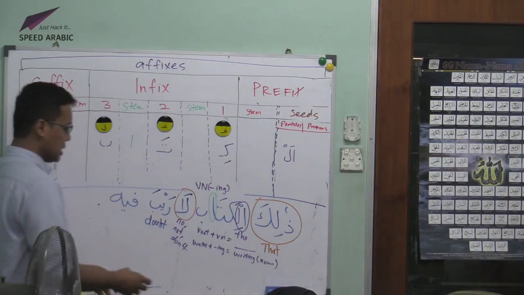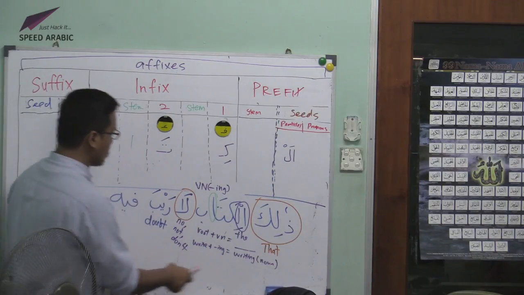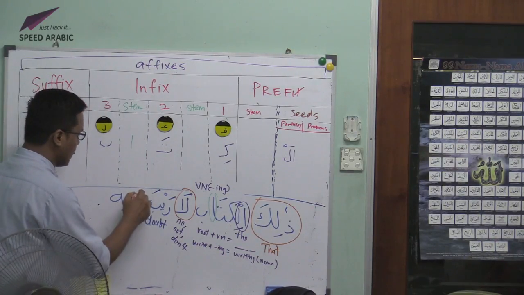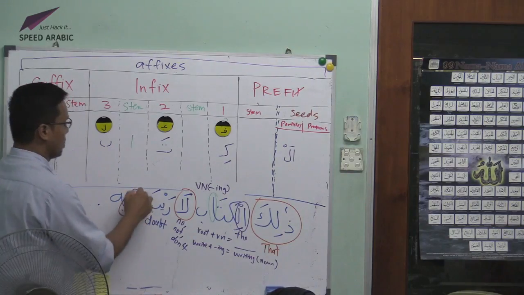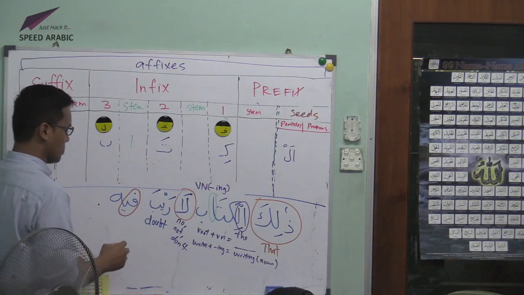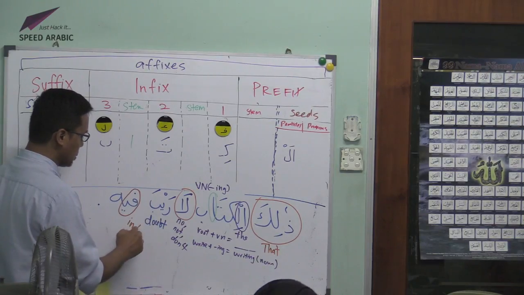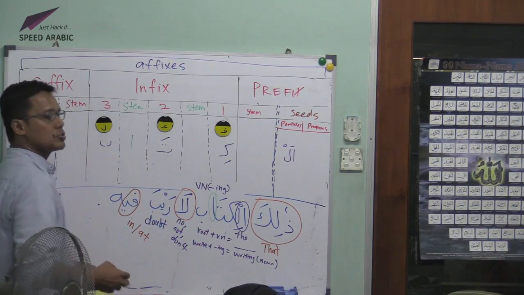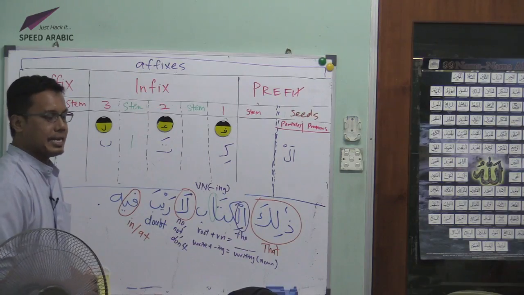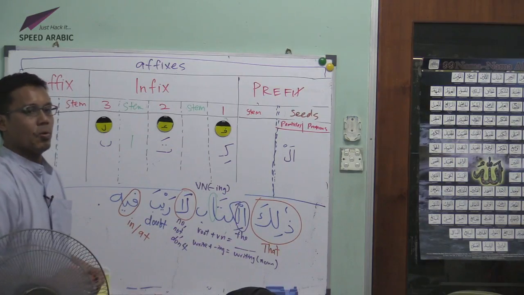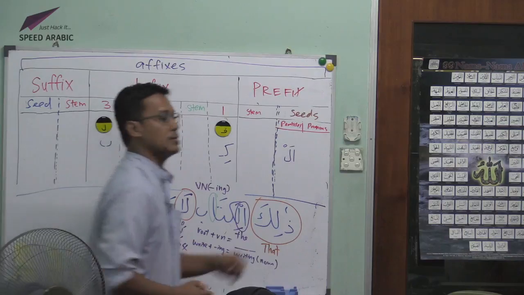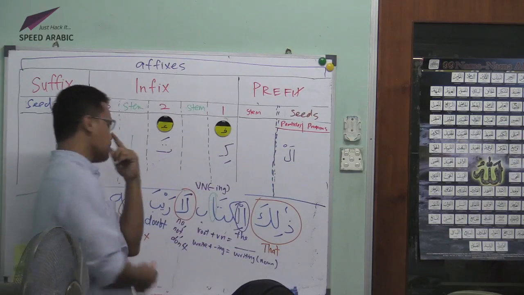So let's say you are correct. So 10.5 is fee. What's the meaning of fee there? In or at. So we'll just put in or at. Okay. So you will highlight that in yellow. Right? Yellow, right? You highlight that in yellow.